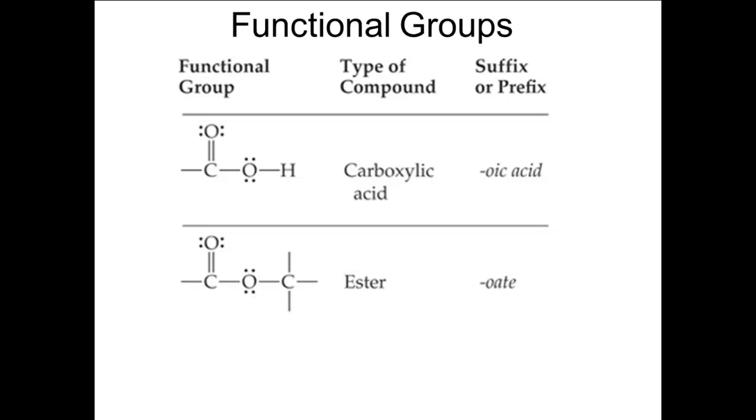Carboxylic acids are like a combination of the aldehyde and the alcohol on the same carbon atom. We have a carbon atom doubly bonded to one oxygen atom and singly bonded to another oxygen atom. This particular arrangement allows the hydrogen to be easily pulled off, which is what makes the structure acidic. An ester has a singly bonded oxygen connected to another carbon atom, rather than to a hydrogen atom.